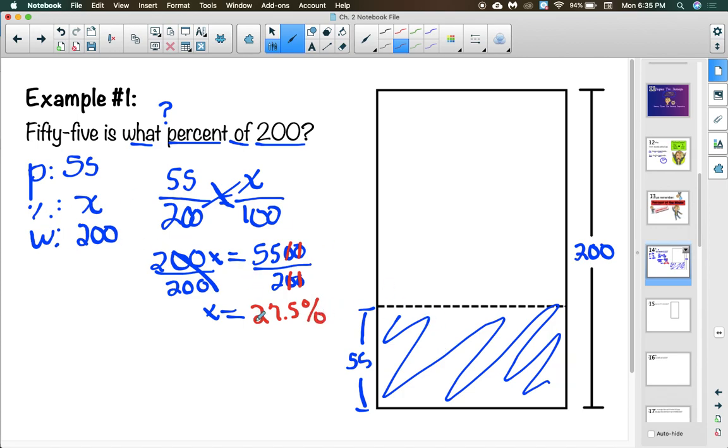Okay, so final answer. 55 is what percent of 200? 55 is 27 and 5/10%. So it's about 27 and 5/10% full if we put 55 ounces out of a 200-ounce container.